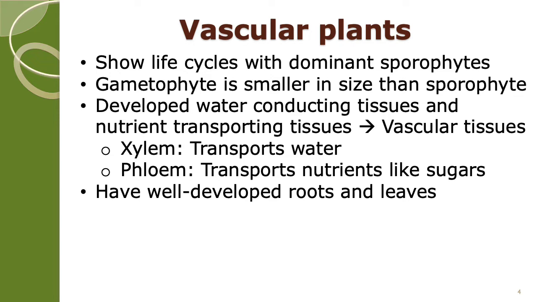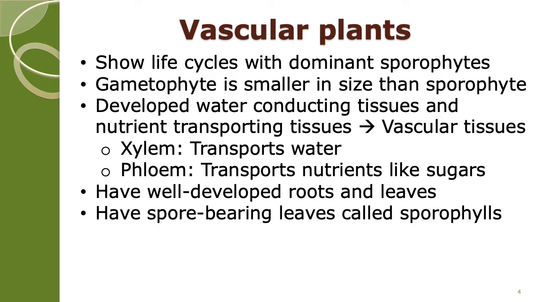Vascular plants, since they have these conducting tissues, have well-developed roots and leaves. The roots are the part of the plant that anchor the plant to the ground and are able to absorb water from the soil, while the leaves are the part of the plant that perform photosynthesis. Vascular plants also have specialized spore-bearing leaves that are called sporophylls.